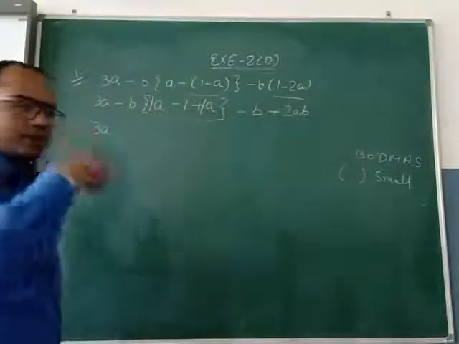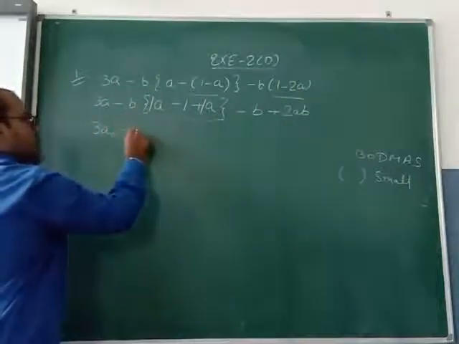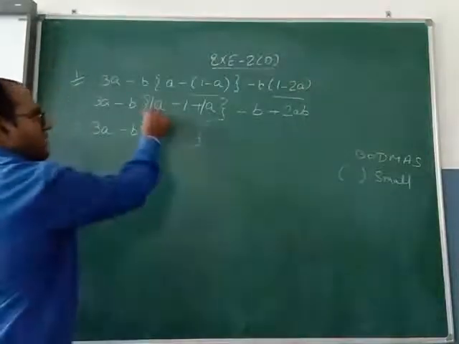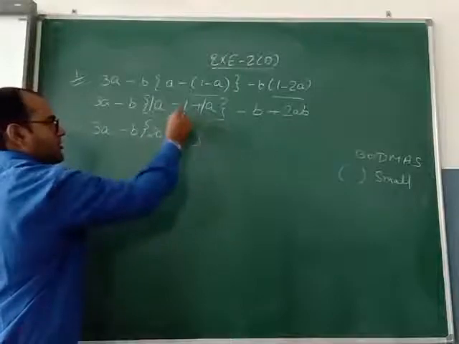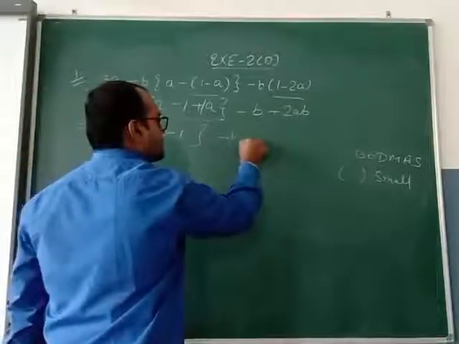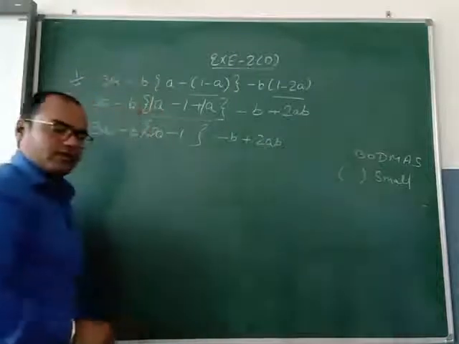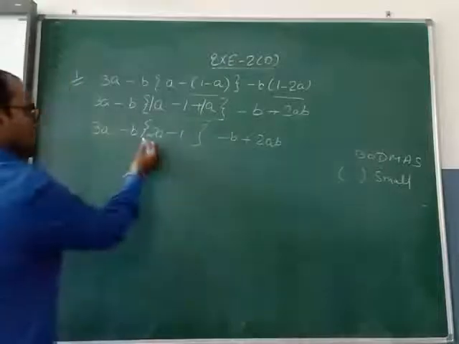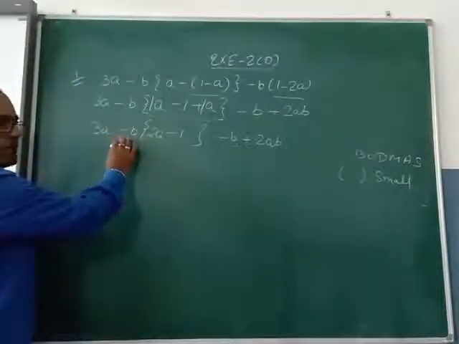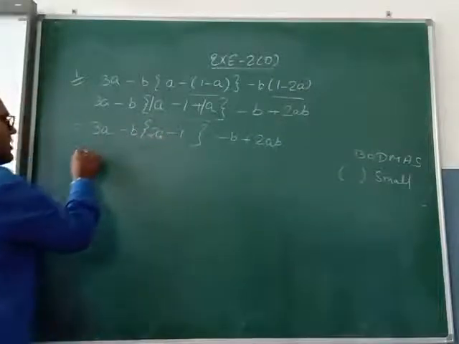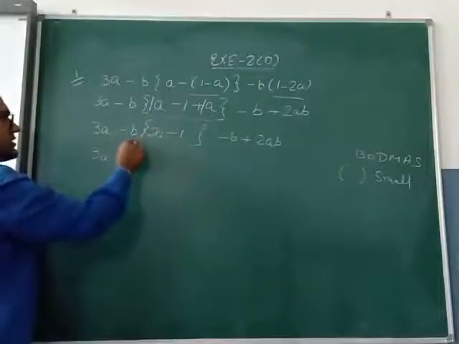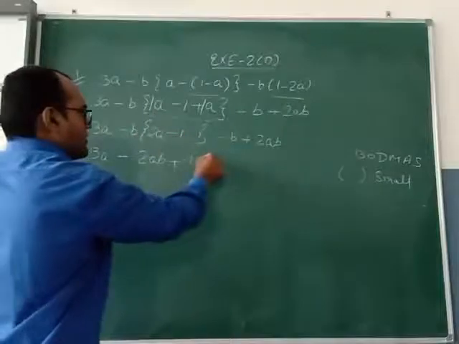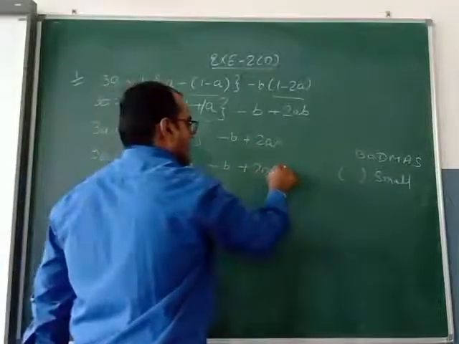Both have the alphabet a, that means these are like terms. So minus b we write as it is, the curly bracket also as it is. We solve inside this bracket: 1a and 1a, answer will be 2a, minus 1 as it is. Minus b plus 2a we write as it is. Now we have to remove this curly bracket. What is written outside the bracket? Minus b. So we multiply this minus b with both the terms. 3a as it is, minus plus minus b into 2a, 2ab. Minus and minus plus b into 1 will be b. Minus b plus 2ab we write as it is.